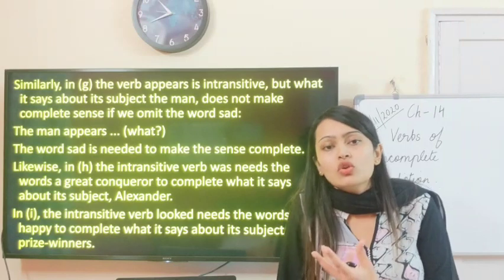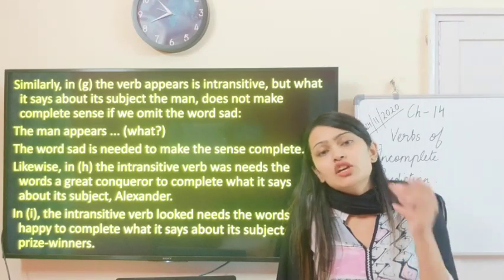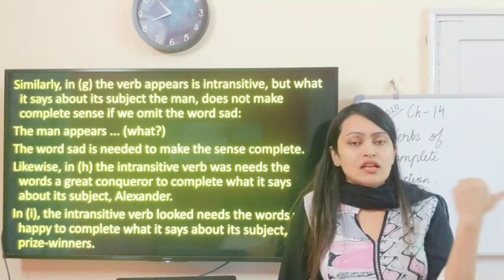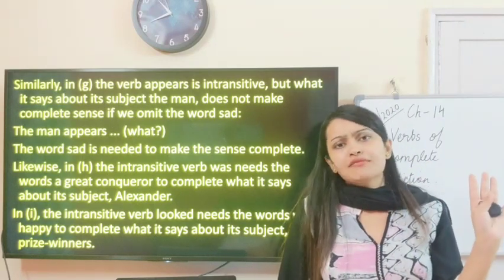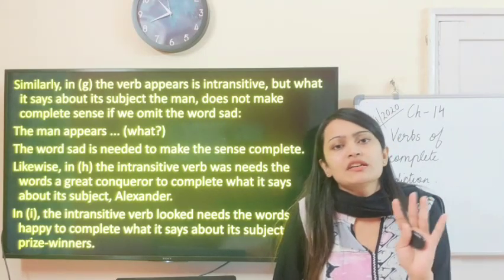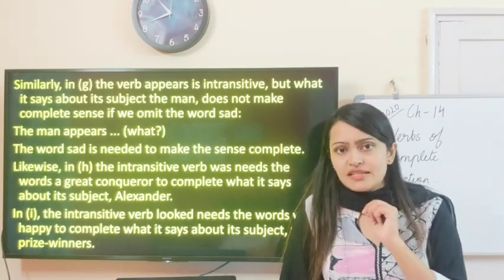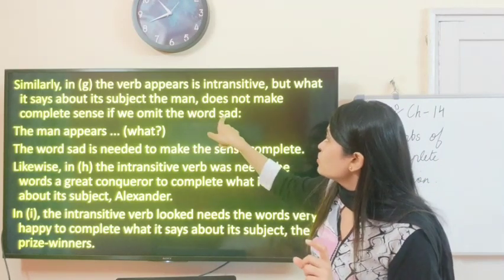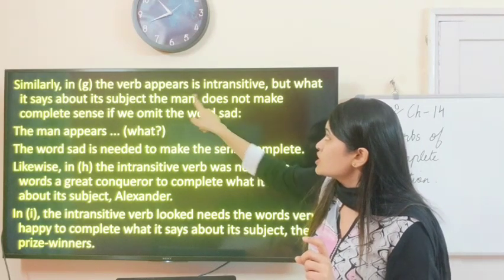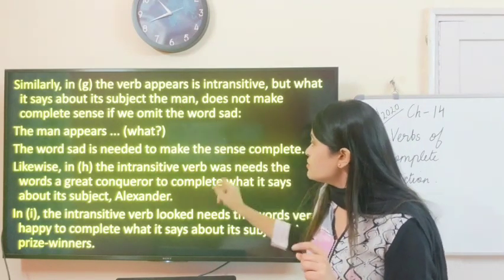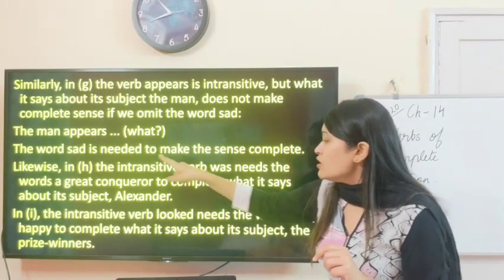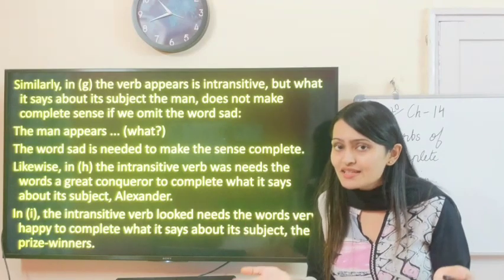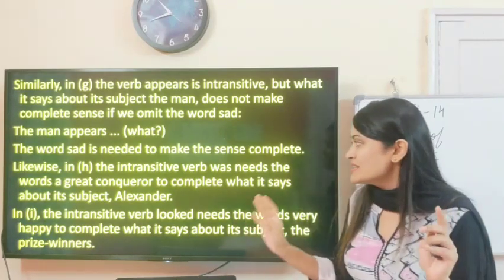So we get to know all the information about the subject if we add these few words. In the previous example, Tansen sang, we are getting complete information about the subject. We do not need any other information for making it make sense. In the second example, we require the word sad for it to give us information about the subject, the man. In the third example, we again require the information great conqueror for the subject Alexander to make sense. Otherwise, the sentence will not make sense.